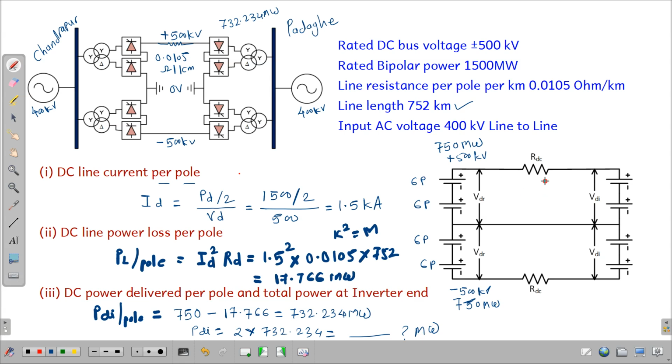Okay, so you can observe this voltage is equal to 500 kV, and this voltage is also 500 kV, and the line resistance is calculated as 0.0105 multiplied by 752 kilometer. This is the line resistance. So let us proceed to the next section of the problem.